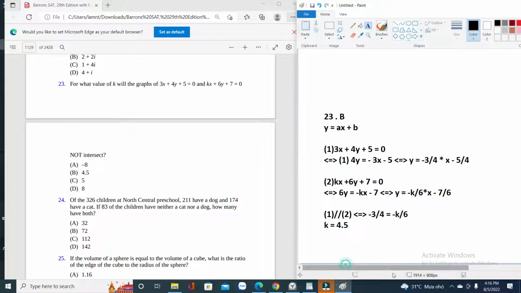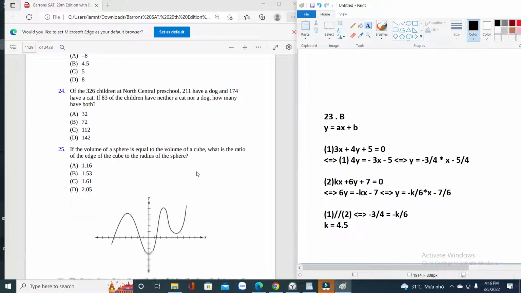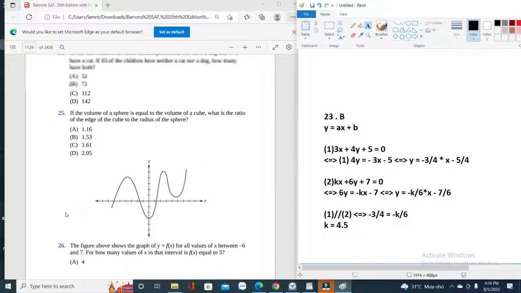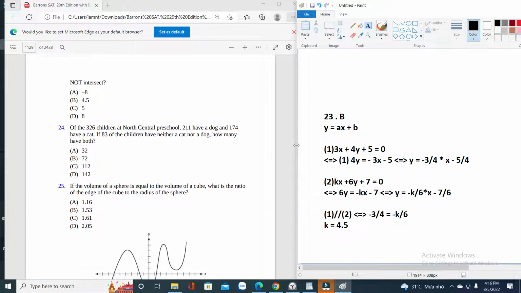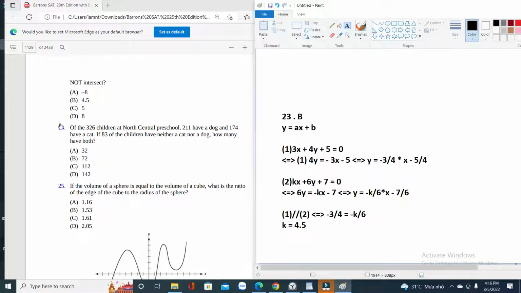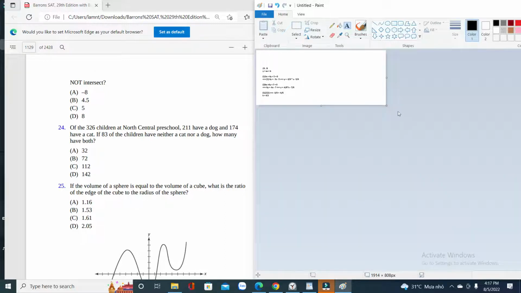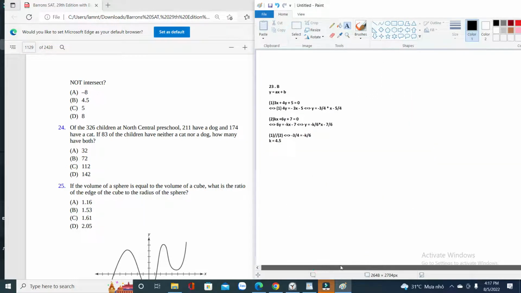Alright, so let's do 24 and 25. Okay, 24. There are 326 children at North Central Preschool. 211 have a dog. 174 have a cat. 83 have neither a cat nor a dog. How many have both? Okay, for this type of problem, there is a mutual set relationship, so we're going to use a Venn diagram to solve it.